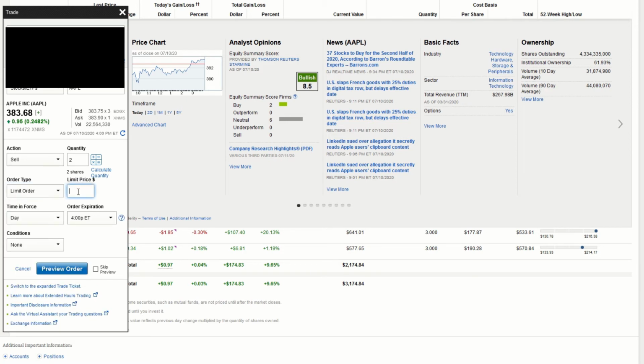And I'm going to choose that the limit price be $390 because I don't want to sell the Apple stock at lower than $390. It's currently going for $383. Time in force is day, we will leave it as that. We don't need to put in any conditions. I skip the preview again. And once I click on place order, the order would be placed for a limit order to sell both of my shares that I currently own for Apple. And when Apple shares hit $390, those orders would get executed. So that is all there is to it. It's as simple as that.